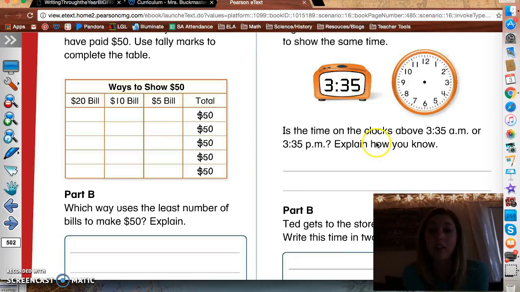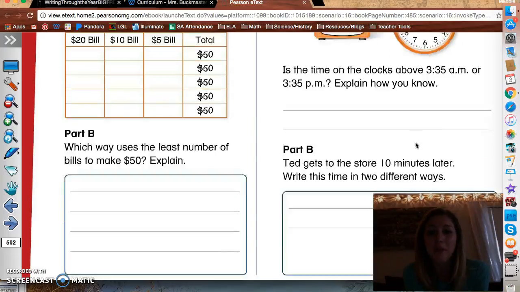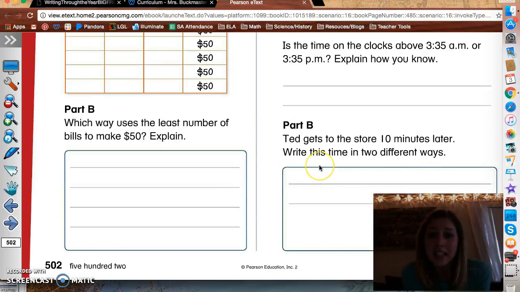And is the time on the clocks above 3:35 a.m. or 3:35 p.m. and explain how you know. You can pause and work on that. Part B, Ted gets to the store 10 minutes later. Write this time in 2 different ways. So 2 different ways to write the time that is 10 minutes after when he started walking. You can pause and work on that one.